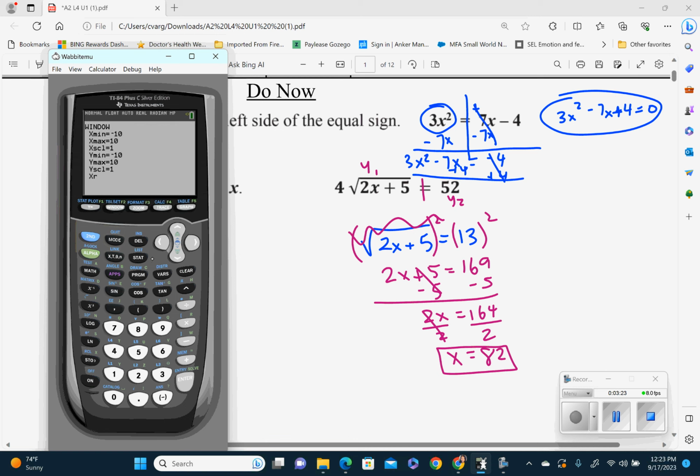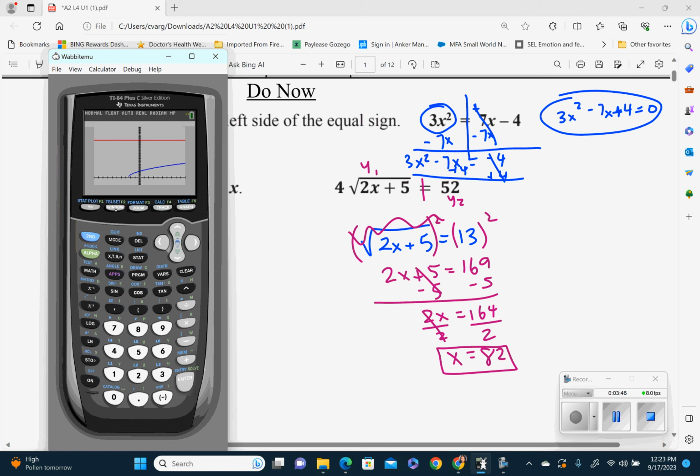So we're going to hit window, and let's go to our y max here. And instead of 10, let's change it to a number bigger than 52. Let's just say I do 70, okay, just to make sure that I can see it. And now you should be able to see, okay, there's the first one, which is the 4 square root 2x plus 5, and then there's the 52. We don't see where they meet yet, okay?